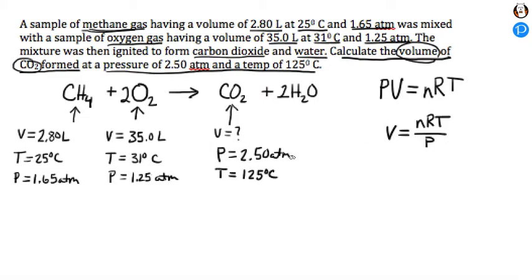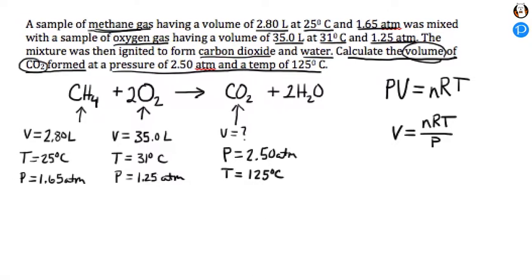Well, let's take a look. I know the pressure of the CO2 gas, so I have this part of the equation. I know the temperature, 125 degrees C, so I can plug that in for T. R is just a constant, always the same number, but I don't know n. I don't know the amount of moles of CO2 that I have formed. So I have to figure out first how many moles of CO2. If I can figure that out, then I can just plug this into my equation to figure out the volume that's formed, since I know the pressure and temperature as well.